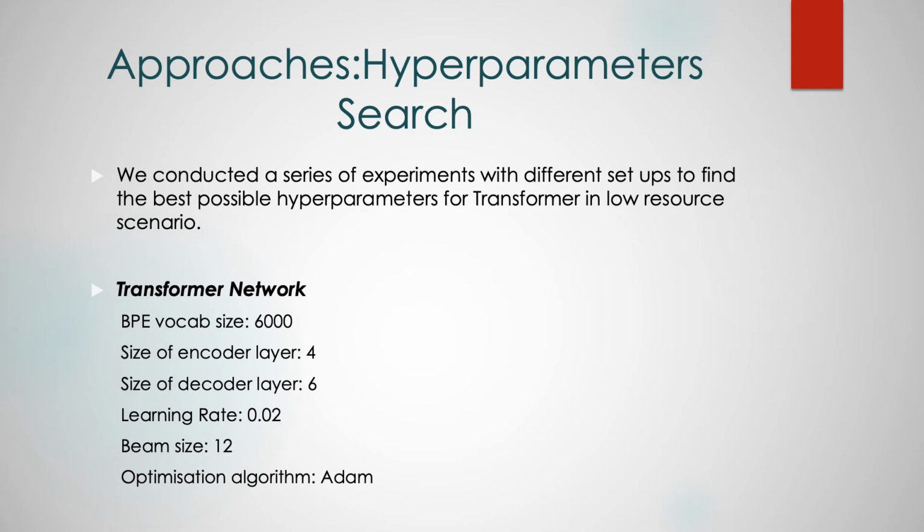Our second approach is hyperparameter search. We conducted multiple experiments so as to find the best possible setup for the transformer model, which would lead us to the best translation quality. We used the standard settings apart from a few parameters. We used a vocab size of 6000. The size of the encoder and the decoder layers were 4 and 6 respectively. We used a rather high learning rate of 0.02. The beam size was 12 and the algorithm used for optimization was ADAM.